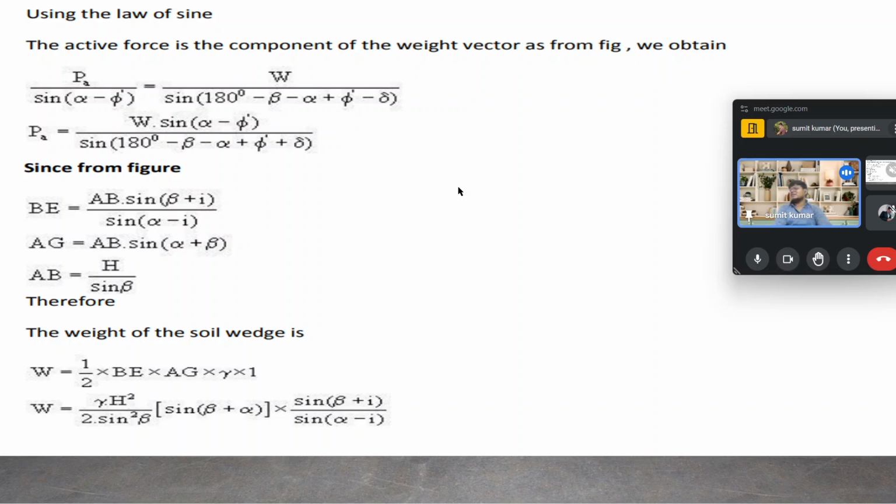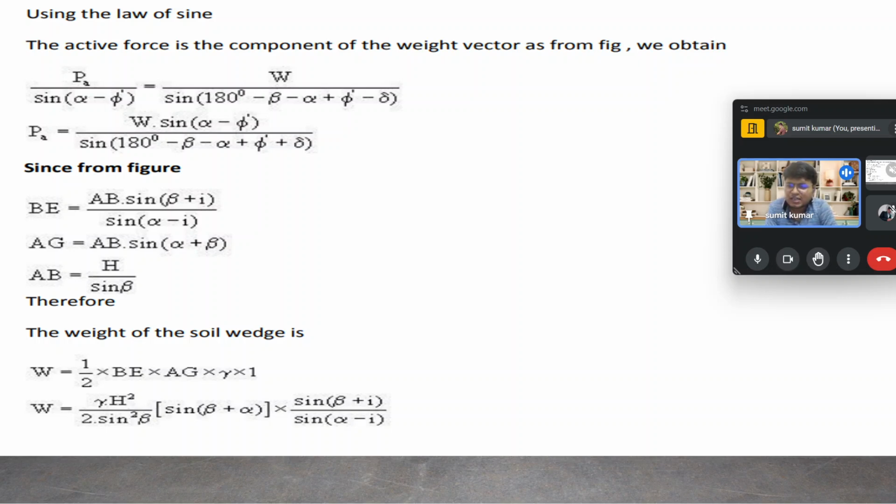Here we apply the sine law to calculate the active force, the component of the weight vector, from the figure. We obtain PA by sine(alpha minus phi) equal to W by sine(180 minus beta minus alpha plus phi dash minus delta). Similarly, by doing the calculation, we come to know the value of PA. So if the weight of the wedge is known, we are able to calculate the value of PA.